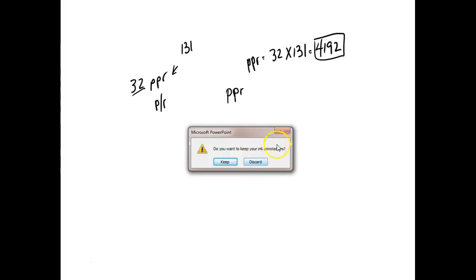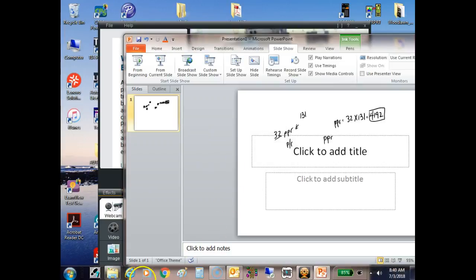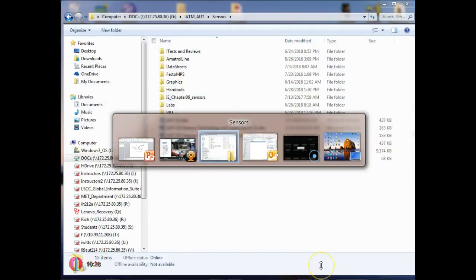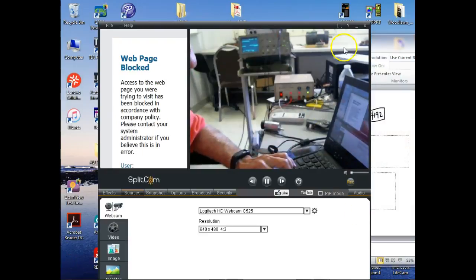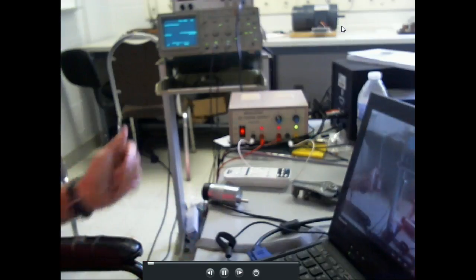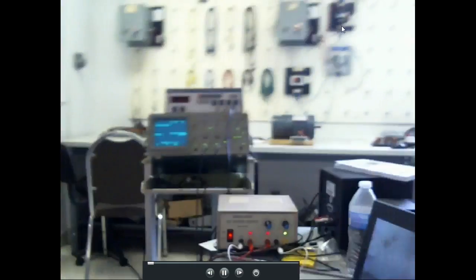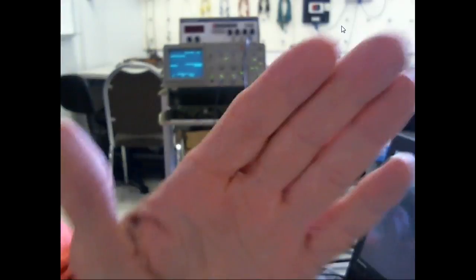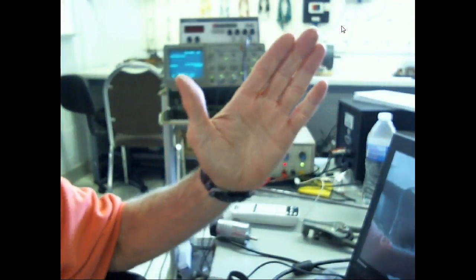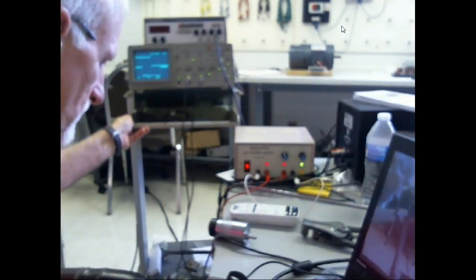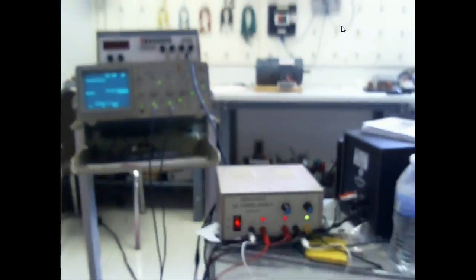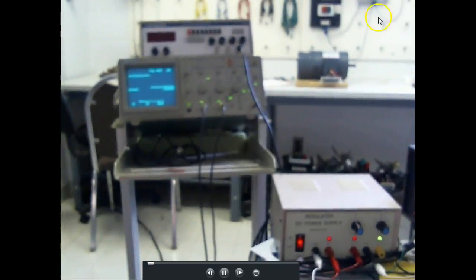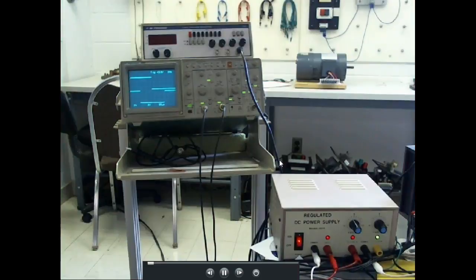I don't want to do that. Now it won't let me do anything. I should have done it here. My camera's not focusing. Here we go.